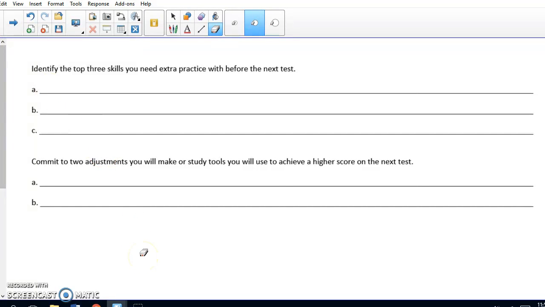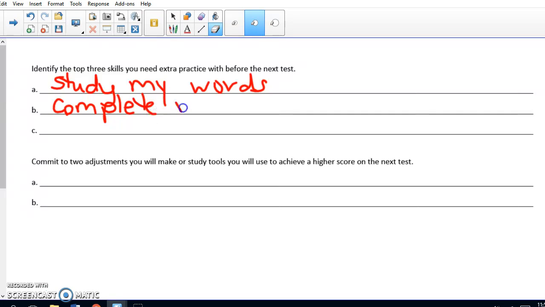Once I've reflected on that, I have to tell my teacher the top 3 skills I need extra practice with before the next test. I can tell you that I need to study my vocabulary, so I'm going to put study my words, because I didn't know all of the words that were being used on the test. I didn't know what rigid was, and I kept confusing a dilation with the word scale factor. I didn't realize that when I said a scale factor was a multiplier, I actually needed to multiply. So I need to study my words, and I'm going to be honest and say I need to complete my practice problems. Because honestly, I just didn't finish them all.